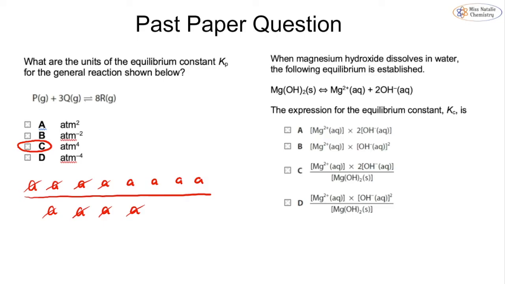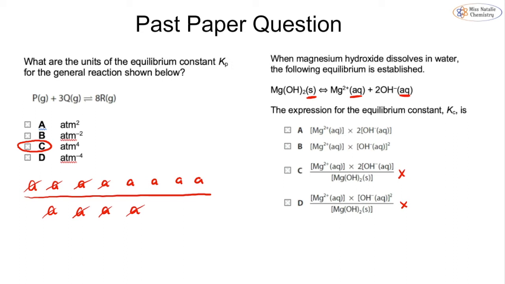For the second one, when magnesium hydroxide dissolves in water, the following equilibrium is established. Therefore, the expression for the equilibrium constant Kc is what? So very important here that we look at the state symbols. We can see that we've got aqueous state symbols in our products, but for our reactants, it is a solid. And remember, solids should not appear in your equilibrium constant, so we can automatically get rid of C and D.